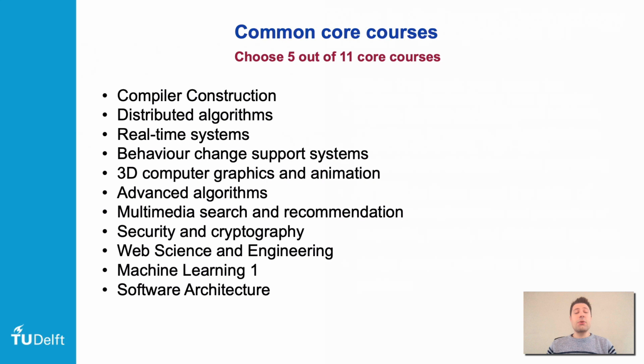And just to give you a grasp of the common core courses of this track, you got to pick at least five out of the 11 core courses that we offer here. So compiler construction, distributed algorithms, real-time systems, behavior change support systems, 3D computer graphics and animation, advanced algorithms, multimedia search and recommendation, security and cryptography, web science and engineering, machine learning 1, and software architecture. So you can see that the set of courses is very diverse, and this gives you a lot of freedom to explore and then to choose the area that you like the most.